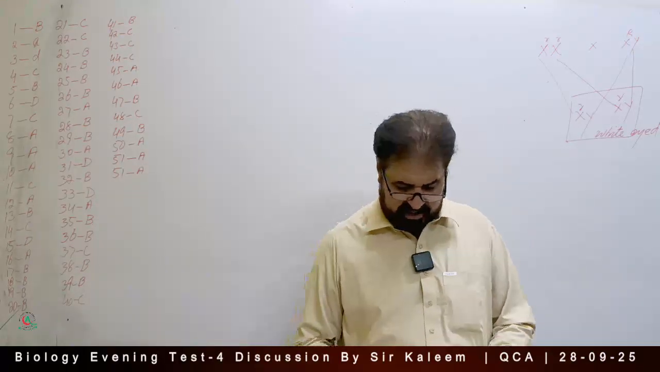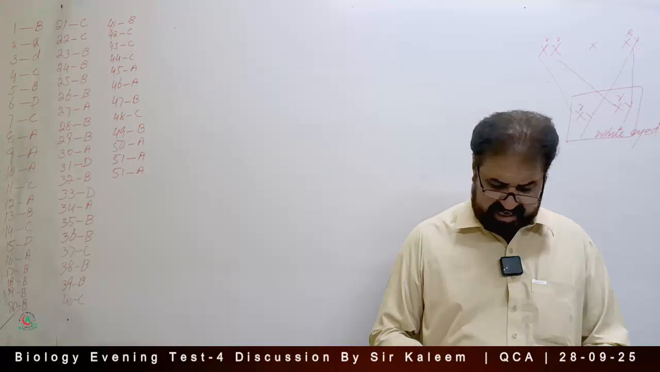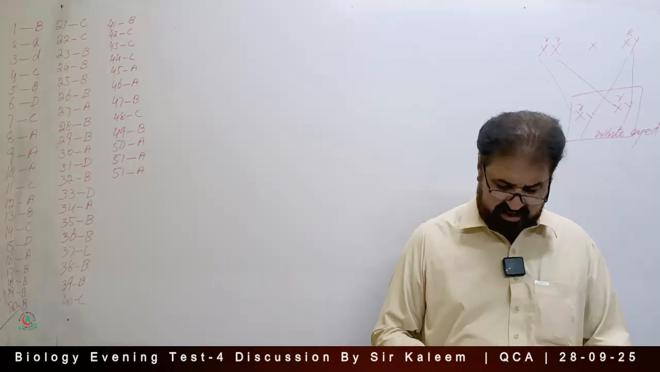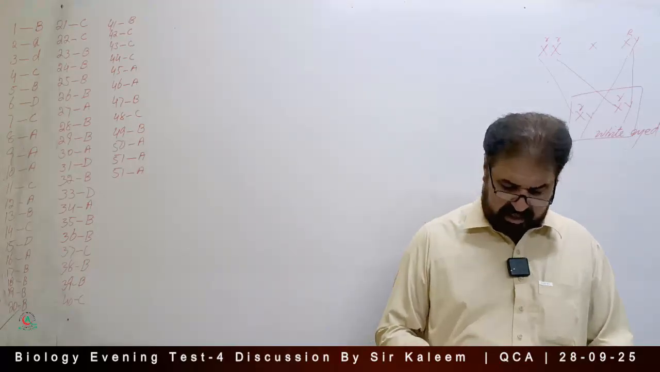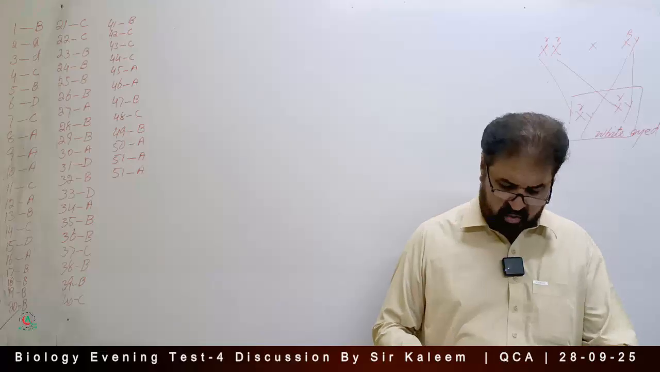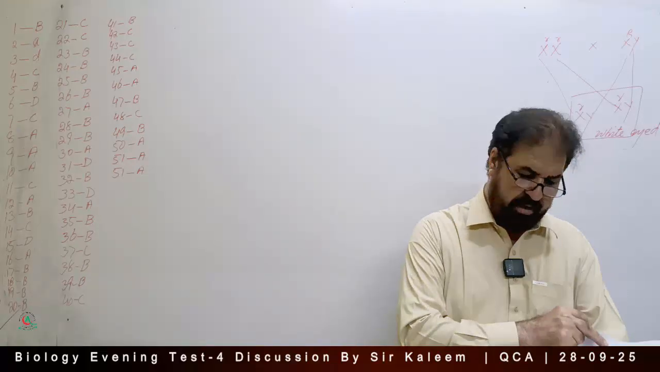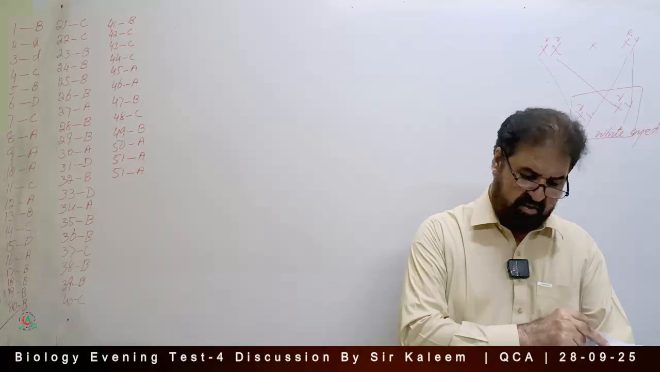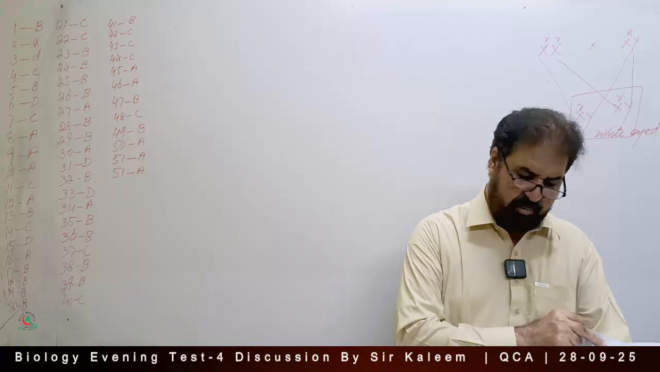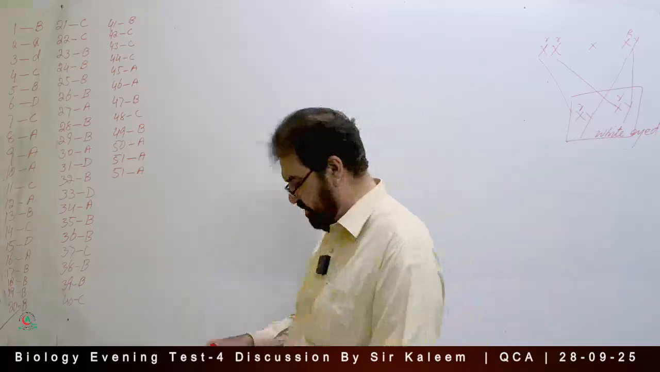Question number 53. If both parents are carriers of an X-linked recessive disease, affected offspring will be son only, daughter only, both sons and daughters, or no children affected. So option C is correct. Both son and daughter will be affected.